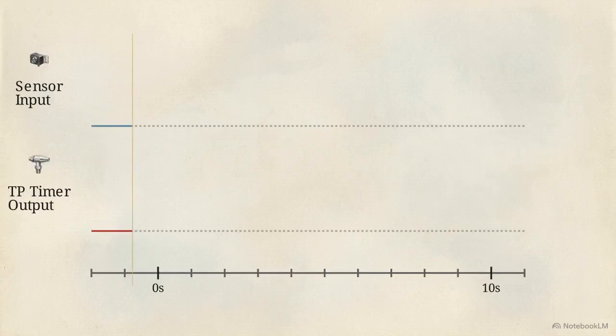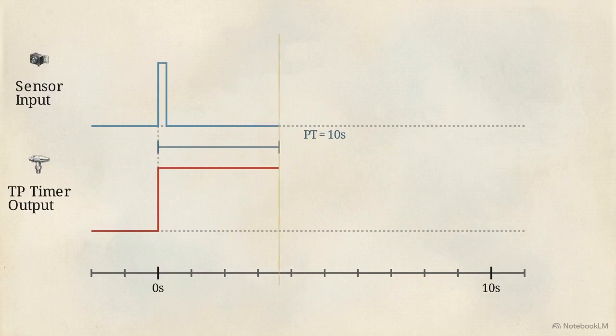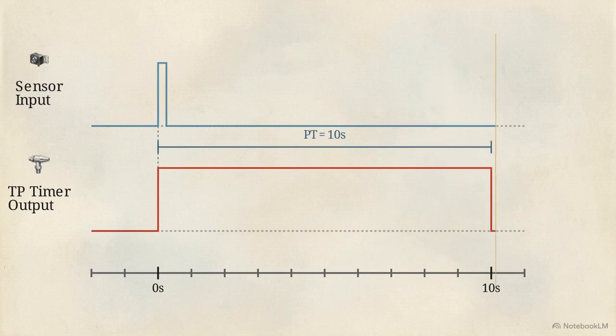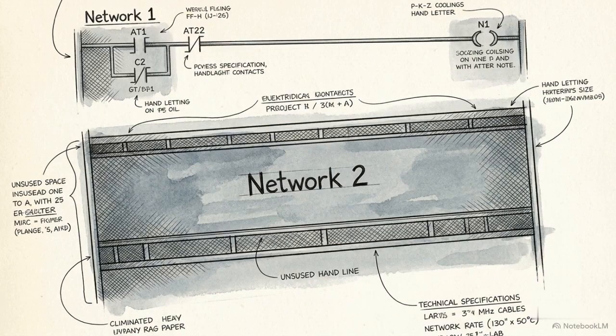This logical timing graph demonstrates exactly why we chose a pulse timer. Even if the sensor input is a brief spike as the object rolls past, the TP timer output holds the signal steady for the full 10 seconds we specify in the preset value. With the spray phase programmed, move down to network 2 to set up the drying fans.